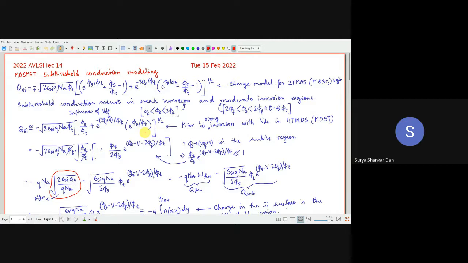But in AVLSI, we will just understand the concept behind subthreshold conduction: why there is a conduction even when VGS is less than VT, when the MOSFET is supposed to be switched off, that is, it should be in the cutoff region. But there is always a conduction, leading to the subthreshold leakages. That is what we are going to learn today.